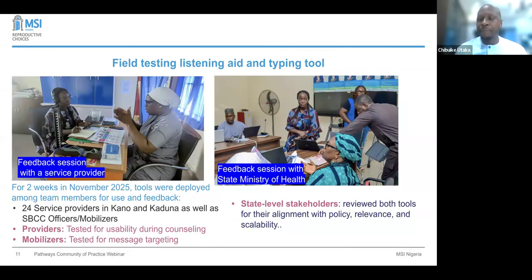Because our approach is also to ensure that we carry everybody within the system along, it has a very huge component of government representatives being part of the design of this tool. During this testing, we also went back to the government to give them this tool, to see how relevant they find it in terms of the existing policies and strategies they have for family planning in the states, and whether it is something they are willing to scale within the states in terms of family planning interventions. Next slide.